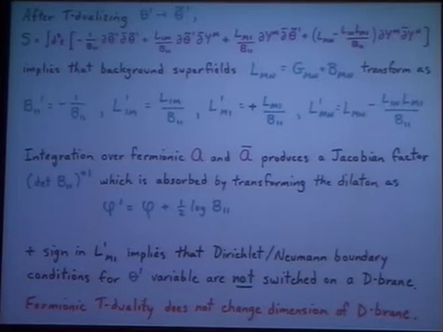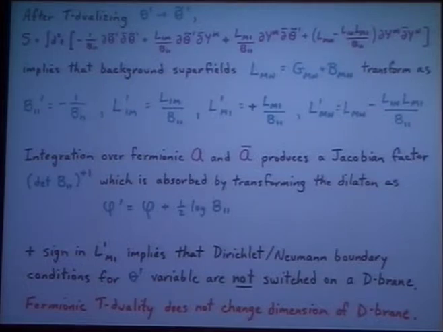Now, because script A and script A bar are fermionic gauge fields, when you integrate them out, instead of getting the Jacobian factor of determinant of G11 to the minus 1, now you get the determinant of B11 to the plus 1, just because they're fermionic. This, of course, can be absorbed as before by shifting the dilaton, because the dilaton couples to the two-dimensional Wilczek curvature, but now you get this type of shift. So it depends on B11 and with a different sign.